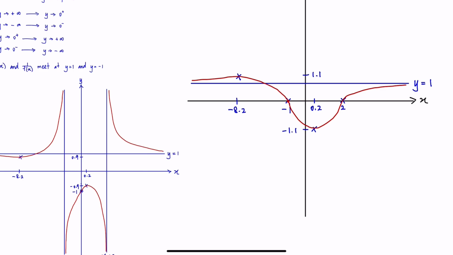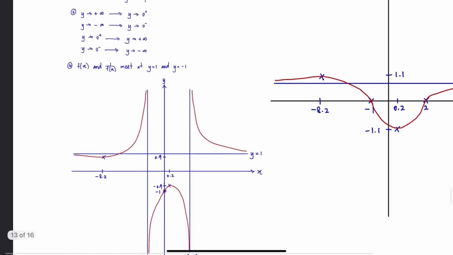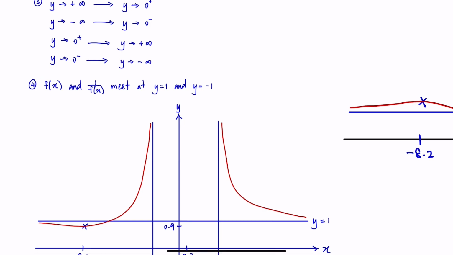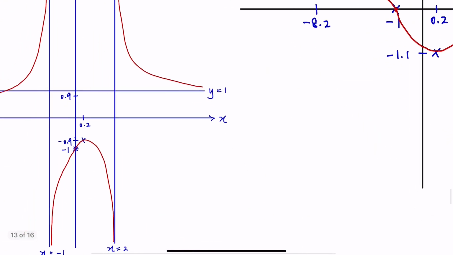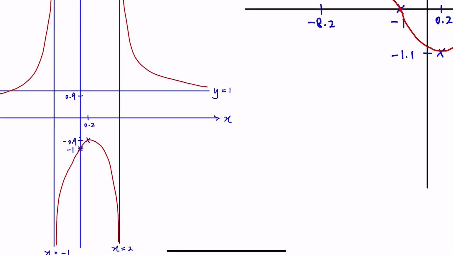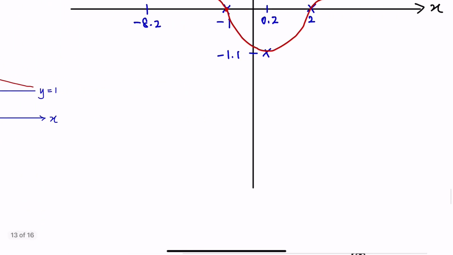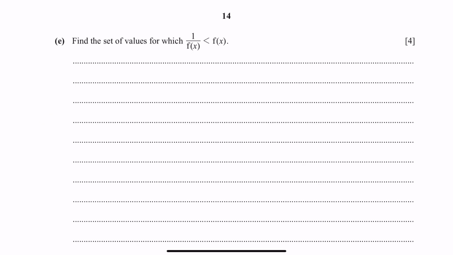Oh, and last part. f(x) and 1 over f(x) meet at y equals 1 and y equals negative 1. So we know that when y equals 1 in f(x), it should be y equals 1 here also. Sorry, y equals negative 1 here also for 1 over f(x). Because that point remains the same.